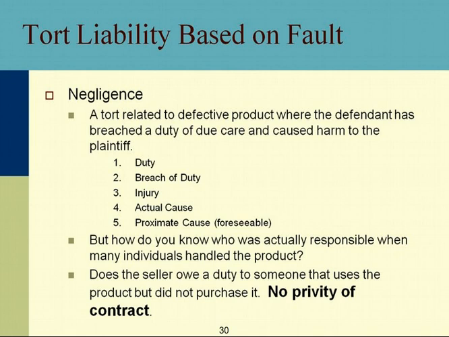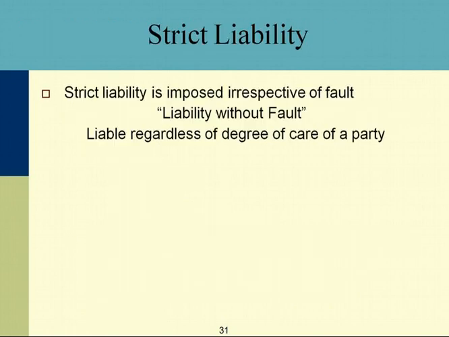They may be a bystander. They may be using it as a family member of the person that purchased it, something like that. There could be no privity of contract. And therefore, it was getting very hard to show and to find the person that was negligent. The courts and the legislatures came up with strict liability. Strict liability is imposed irrespective of fault. Liability without fault. Liability regardless of the degree of care of the party.